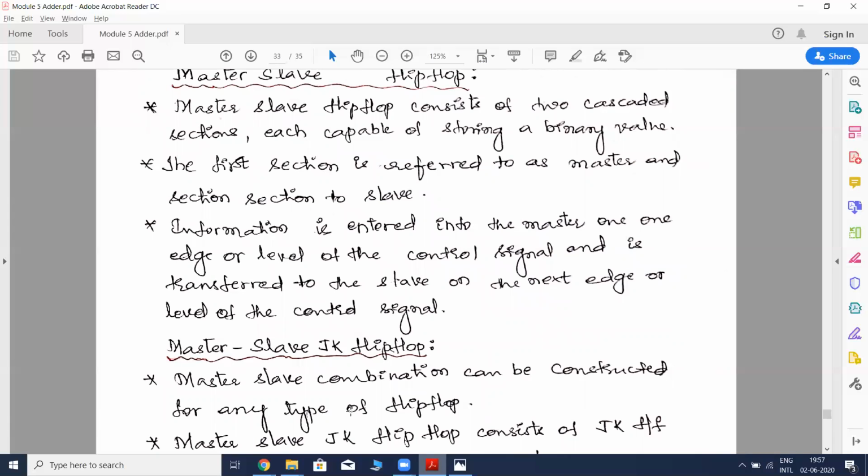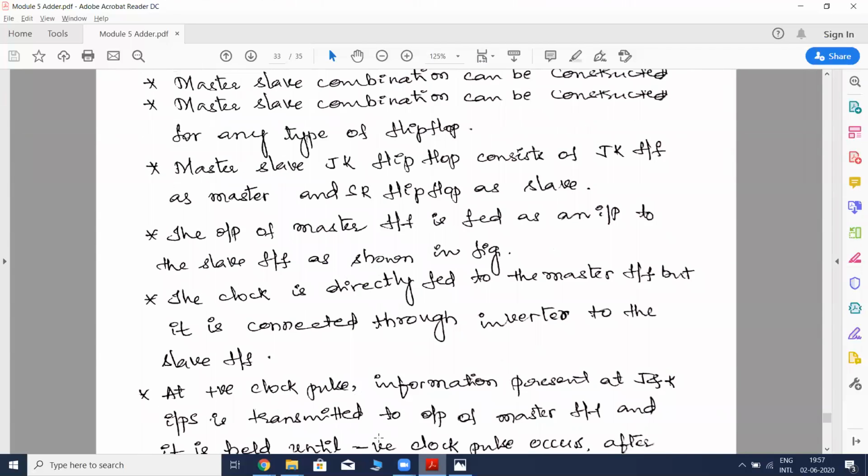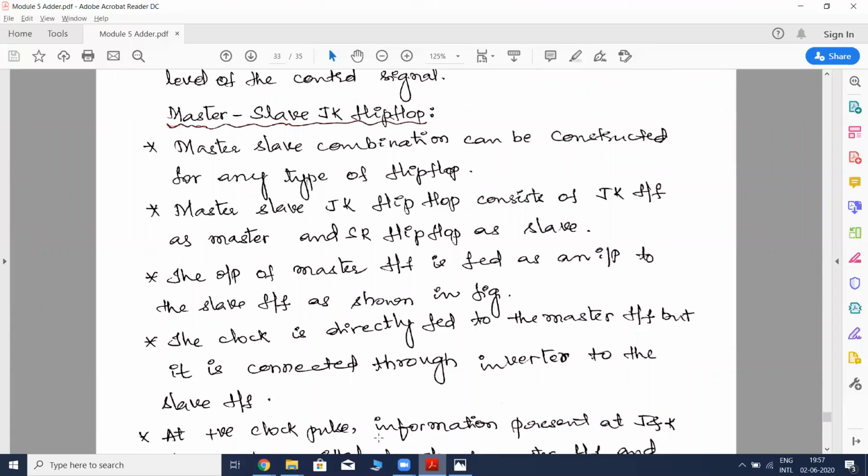Generally flip-flops are edge triggered only. The information that is entered into the master on the first edge of the control signal is transferred to the slave on the next edge. Thereby we could avoid this race around condition. How can we avoid it? We need to see this using the master slave JK flip-flop.